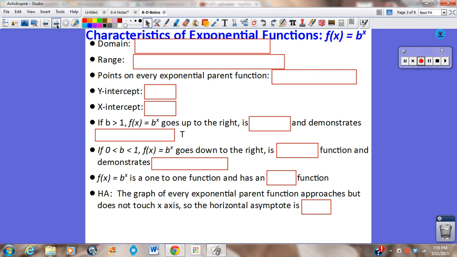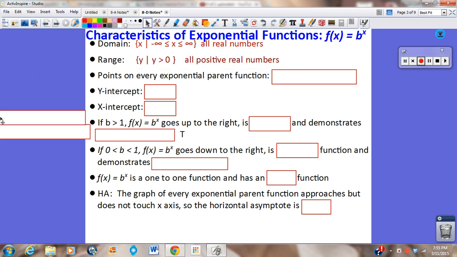A lot of this is the same for every function, so you just got to really memorize it, okay? So, domain, they write it real simple, but basically it's all real numbers. This is x such that negative infinity is less than or equal to x, which is less than infinity, positive infinity. So domain is always all real numbers, doesn't matter. Your range is always y is greater than 0, so all positive real numbers.